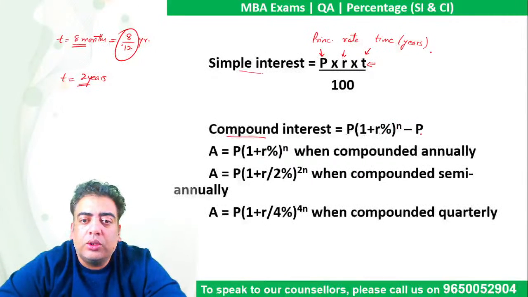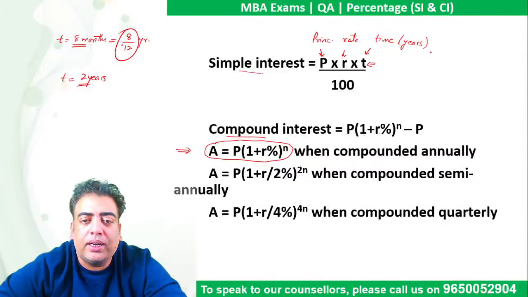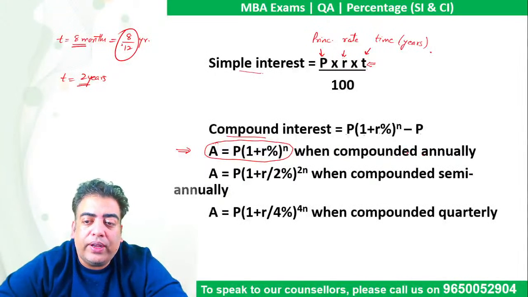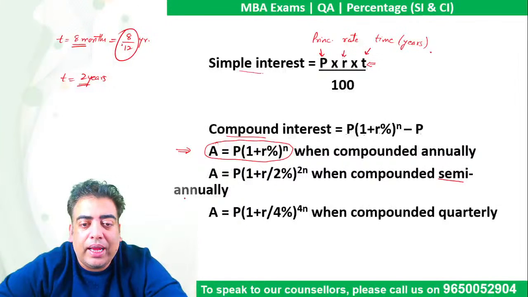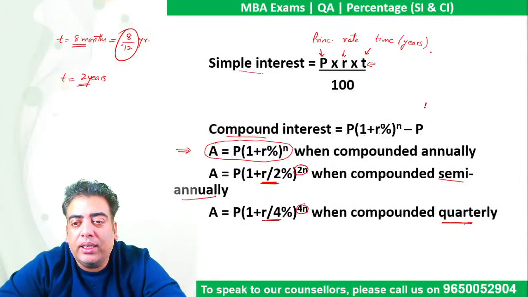So the formula that we usually use is amount equals P into (1 plus R%) raised to power N. And this is the case when it is compounded annually. If we are given that it is compounded semi-annually, in that case your rate of interest will get halved and your period gets doubled. If it is compounded quarterly, then your rate of interest will be 1/4 and your period will be 4 times. In case of compound interest, please always keep in mind that the period has to be an integer.